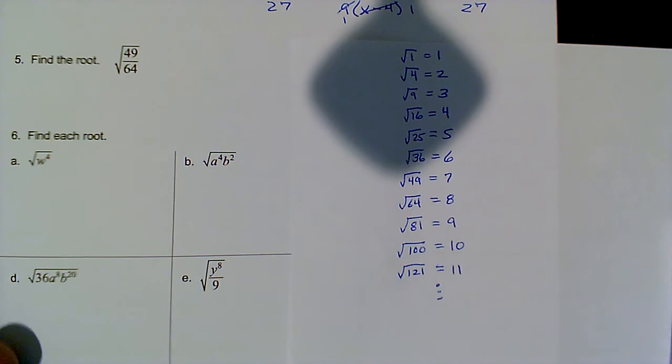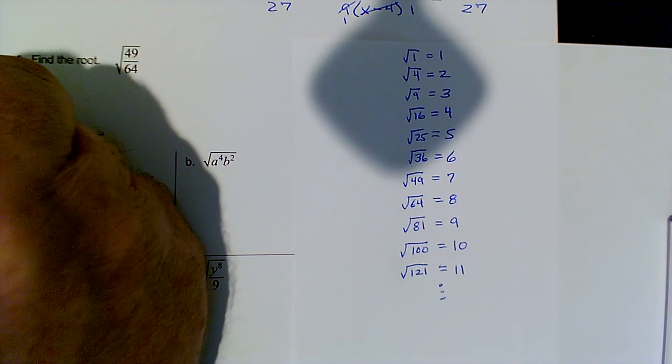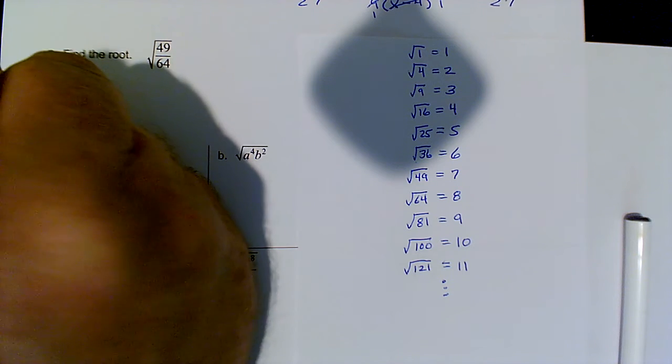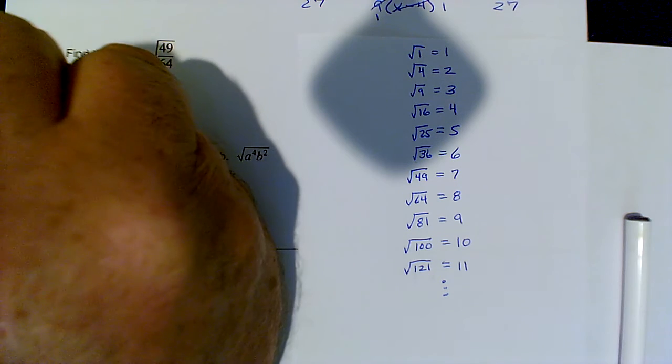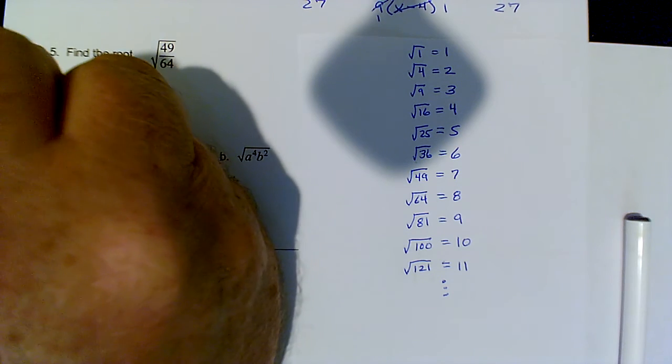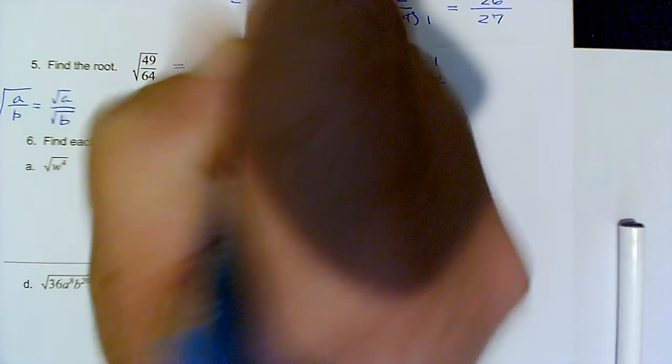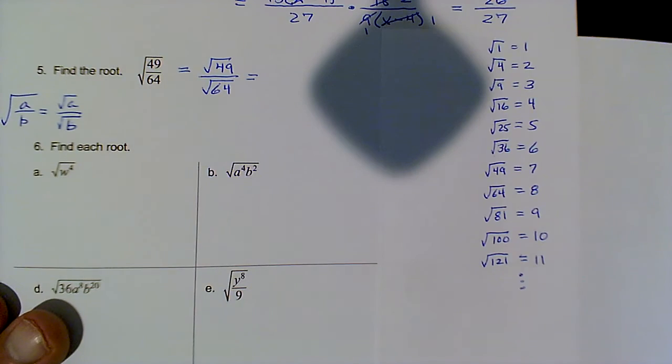When we're dealing with the square root of a fraction, we could use the property that the square root of a fraction, a over b, is the square root of the numerator, square root of a, over the square root of the denominator, square root of b. So using that concept, we'll write this as the square root of 49 over the square root of 64. Then the square root of 49, if you have to, use our little chart here, or you should know the basic ones, but have that handy. Square root of 49 is 7, square root of 64 is 8.